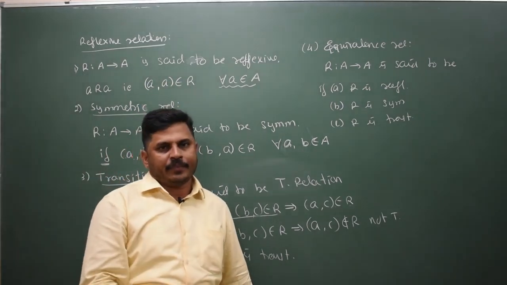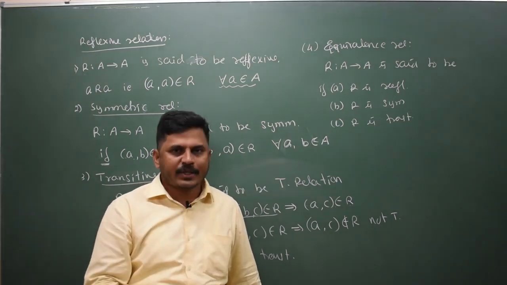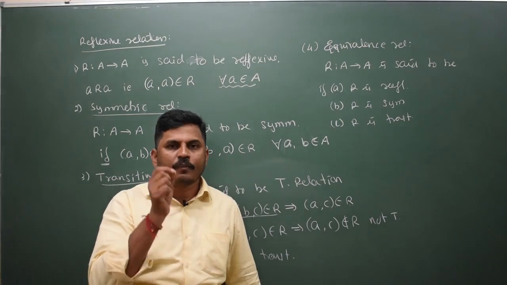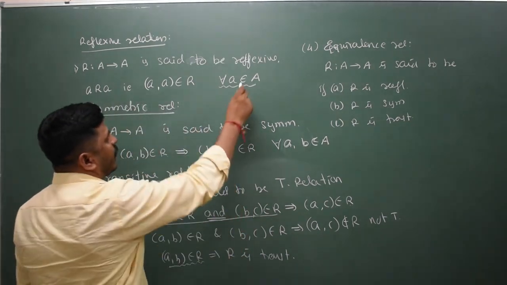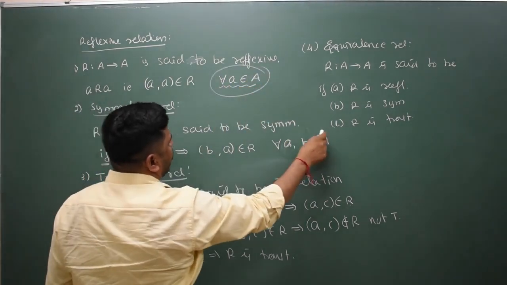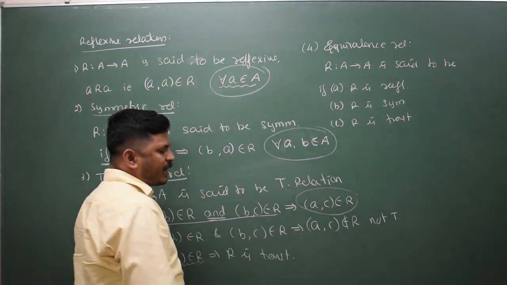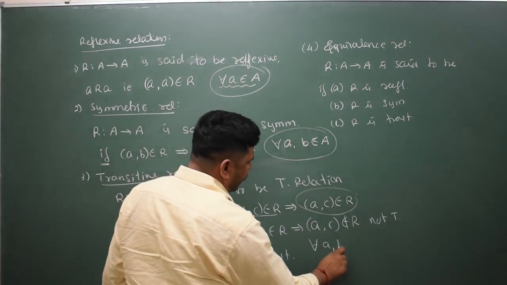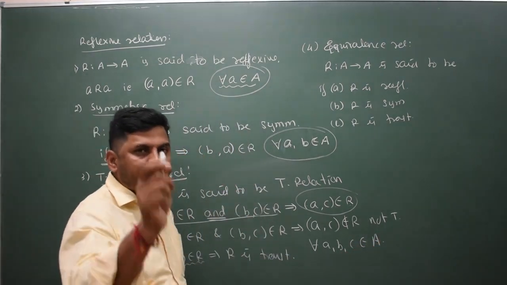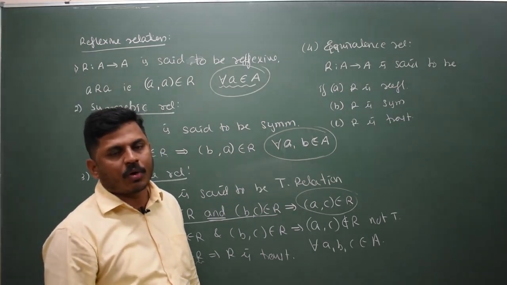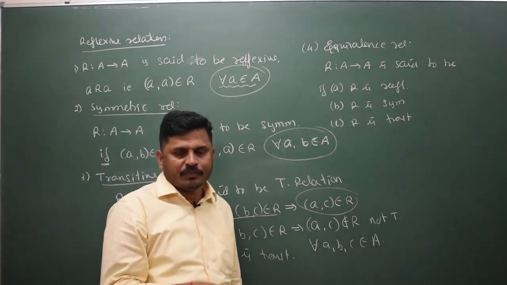But to prove that it is reflexive, or to prove that it is symmetric, or to prove that it is transitive, you must prove for all. It should be proved for all the elements. For all a, b, c belonging to set A. It must hold for every element. If you prove it for one element and say, sir, I proved it, that will not do. But one element example can be given to disprove.